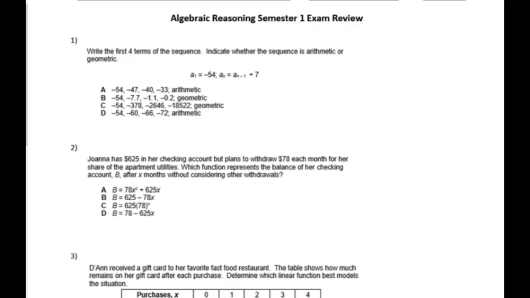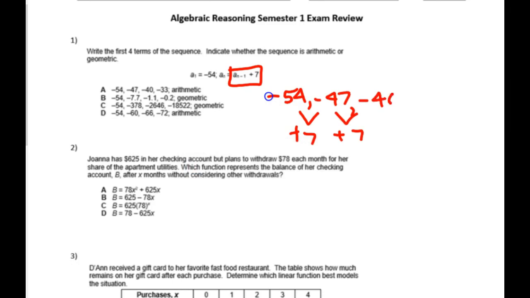Alright, number one, find the first four terms of a sequence. If negative 54 is A1, it starts with negative 54, comma, and then this is A(n-1) plus 7, so you're taking each term and then just adding 7, so you get negative 47, and then you add 7 again, you get negative 40. Alright, so the only one that matches is A.